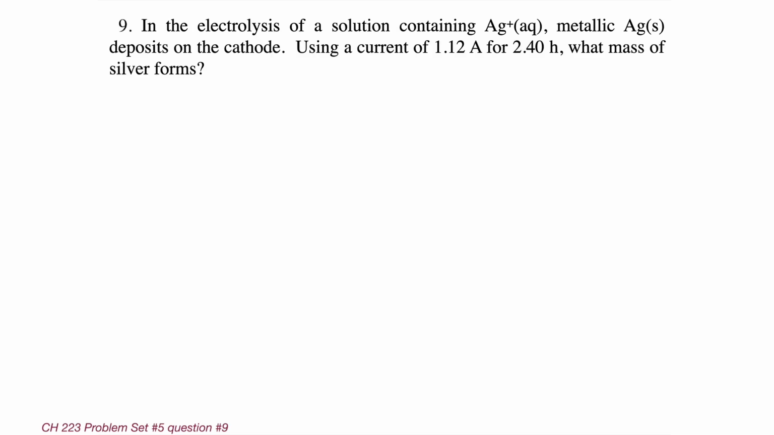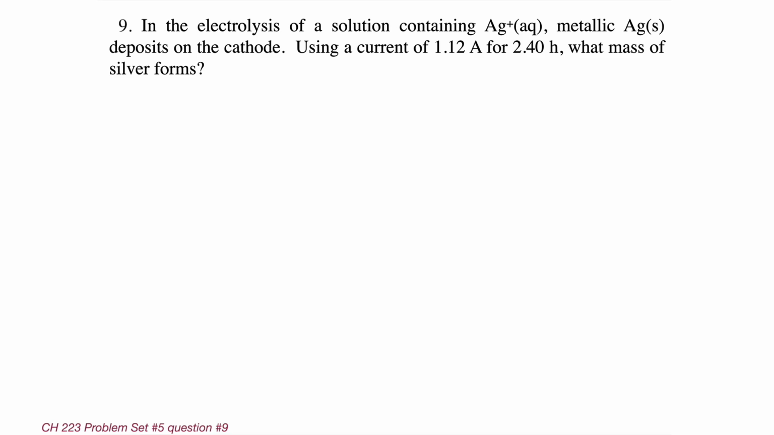In this question, we want to turn silver ion, silver plus, into silver metal, metallic silver, which is a solid. And what we're going to do is basically shoot electricity through it. Electricity has intensities, if you will, and it's measured in amperes, that capital A right there. So we're using a current of 1.12 amperes for 2.40 hours. And the question is, knowing all of this, what mass of silver will form?